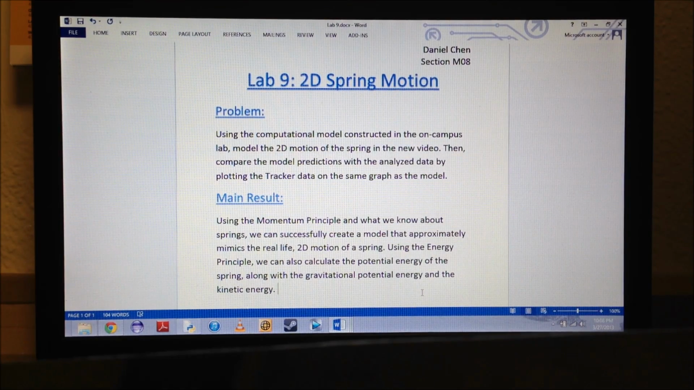So our main result was that by using the momentum principle and what we know about springs, we can successfully do this, and if we use the energy principle, we can also calculate the potential energy of a spring along with the gravitational potential energy and the kinetic energy of the mass.